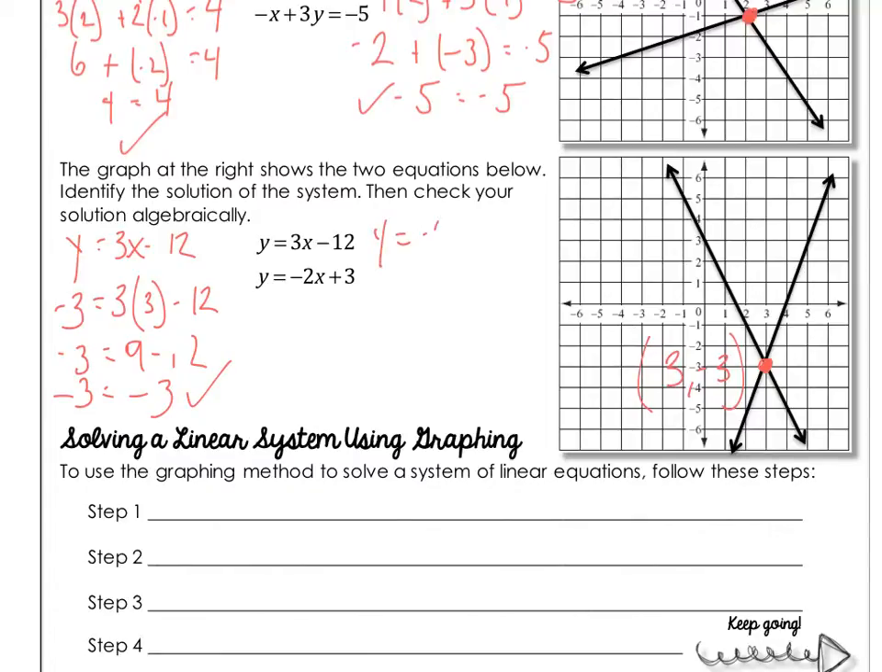Y equals -2x plus 3. Again, our y is -3. Our x is 3. All right, so -3, is that equal to, this would be -6 plus 3. All right, -6 plus 3, yep, still -3. So this one works out too.